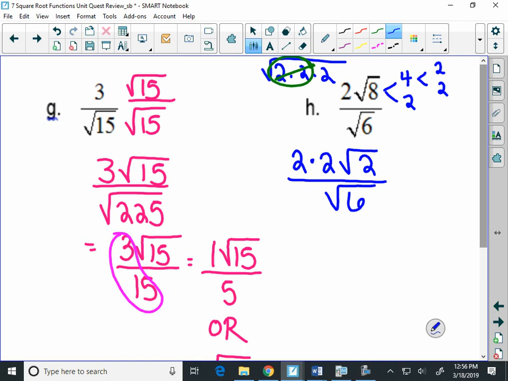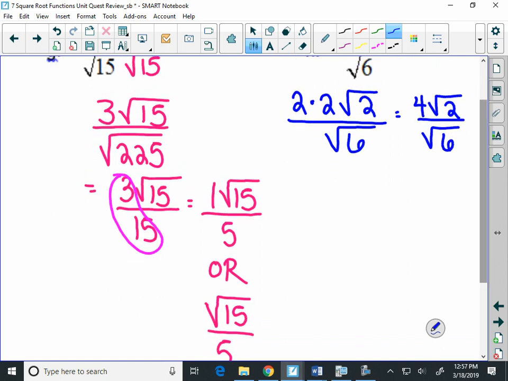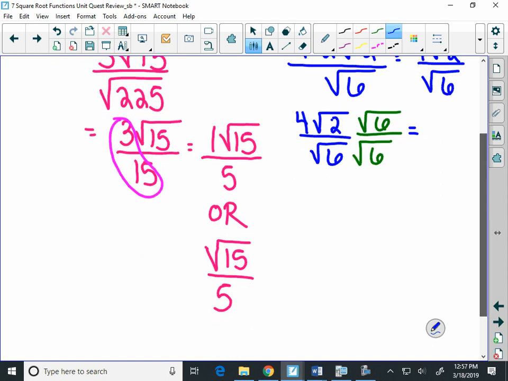Well, 2 times 2 is 4 square root of 2 over square root of 6, which I'm going to promptly write again because I don't have enough space. So underneath this, 4 square root of 2 over square root of 6. And what we're trying to do in problem number 1 is get rid of the radical in the denominator. So we're going to multiply by the square root of 6 here. We're going to multiply by the square root of 6 here. When we do that, we end up with 4 times the square root of 12 divided by the square root of 36.